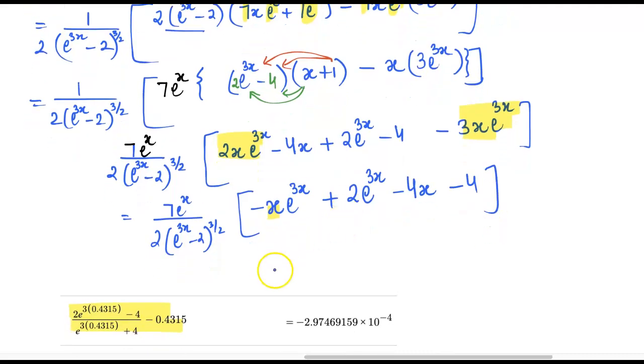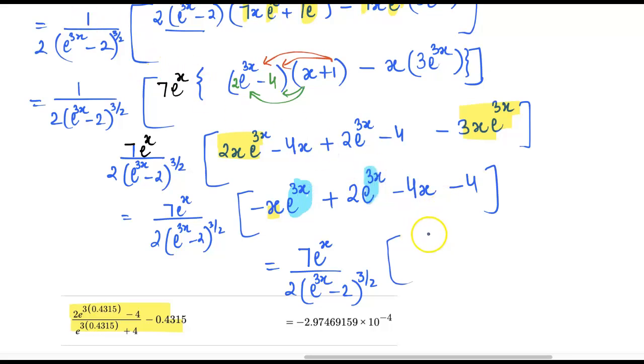If you simplify it a bit more, like last step, 7 e to the power x over 2 e to the power 3x minus 2, 3 halves. And there, if we take again, like we can take e to the power 3x common. So if we take e to the power 3x, we will be having 2 minus x minus 4x minus 4.